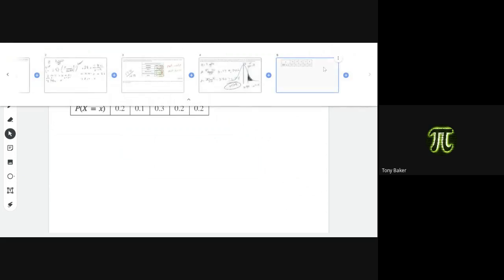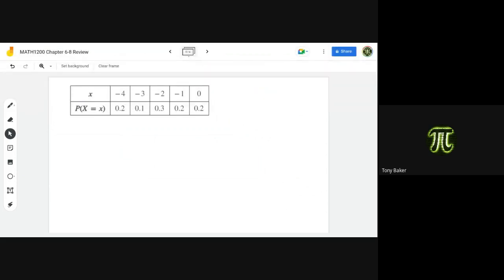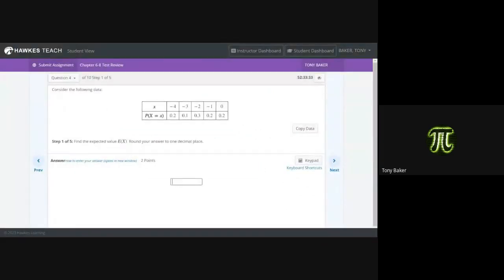Expected value. Yeah, and so this is what it looks like. See, it shows this and it says step 1, find expected value. And then when you hit that, step 2 is going to give you some more. On your test, it's going to have all 5 steps listed there. So it's just 5 things you're looking for.